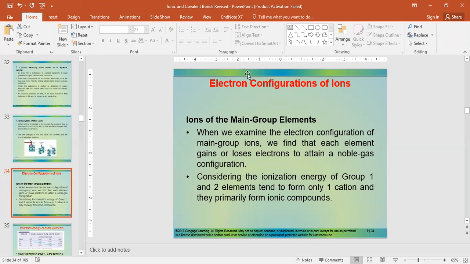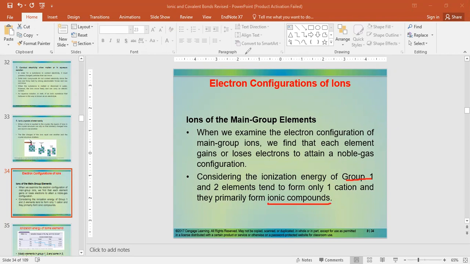And here we are simply looking at group 1 and group 2 elements. Group 1 elements only lose 1 electron. Group 2 elements lose 2 electrons, and they form cations. Those groups are predominantly going to form ionic compounds, and these are the ones found at the leftmost of the periodic table.